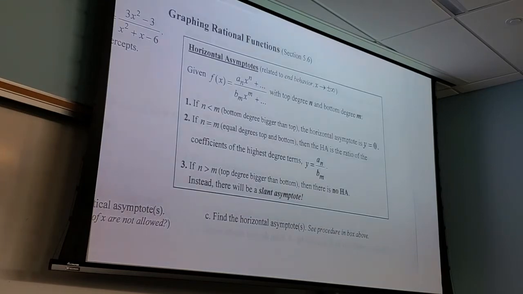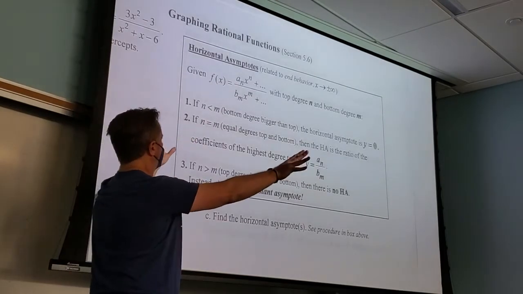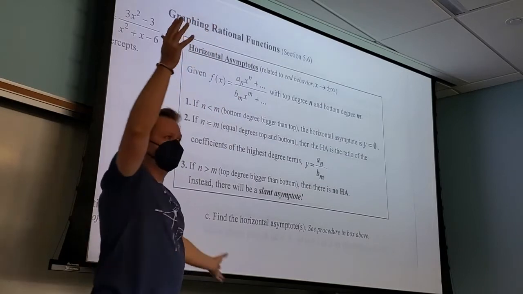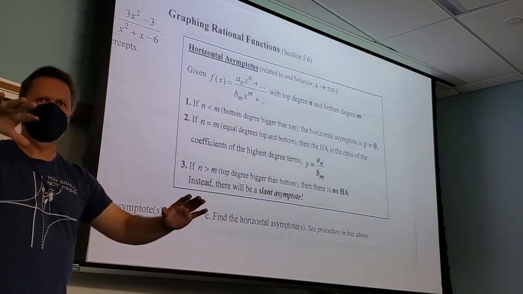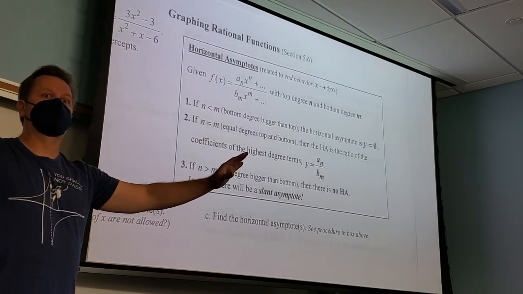So n and m are the degrees. So x to the n is the highest degree on the top. What's a sub n mean? It's a number. So that could be 7x squared. On the bottom, b sub m is a number, like 3, and m could be 3, so that would be 3x cubed, for example. Are you guys with me? So we just have to capture all the possible things you could be.